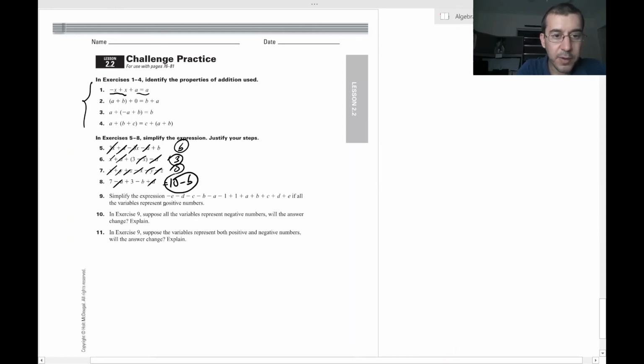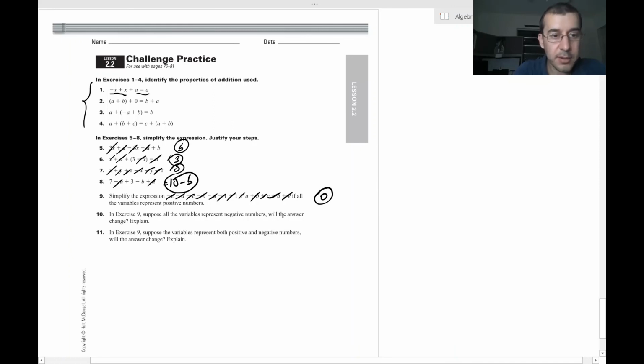Number 9, simplify the expression. It's a long expression. If all the variables represent positive numbers, okay? So minus a and plus a cancel out, minus d and plus d cancel out, plus c and minus c cancel out, minus b and plus b cancel out, minus a and plus a cancel out, minus 1 and plus 1 cancel out, so 0. Simplify the expression, so 0 is what you get.